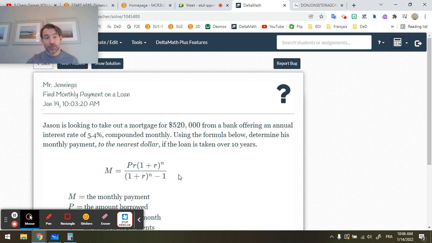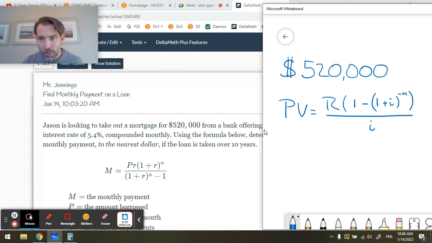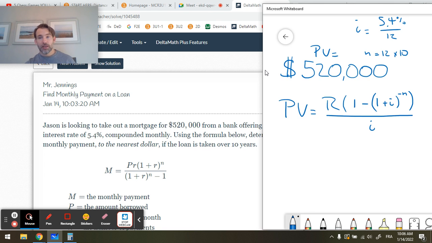Let's see what it works out to with our formula. All right, so I know PV is equal to that. i is equal to this compounded monthly, so 5.4% divided by 12. n is 12 times 10. And I want that as a decimal. And I see that this has a factor of 3, so it will not create a repeating decimal. It will be nice.